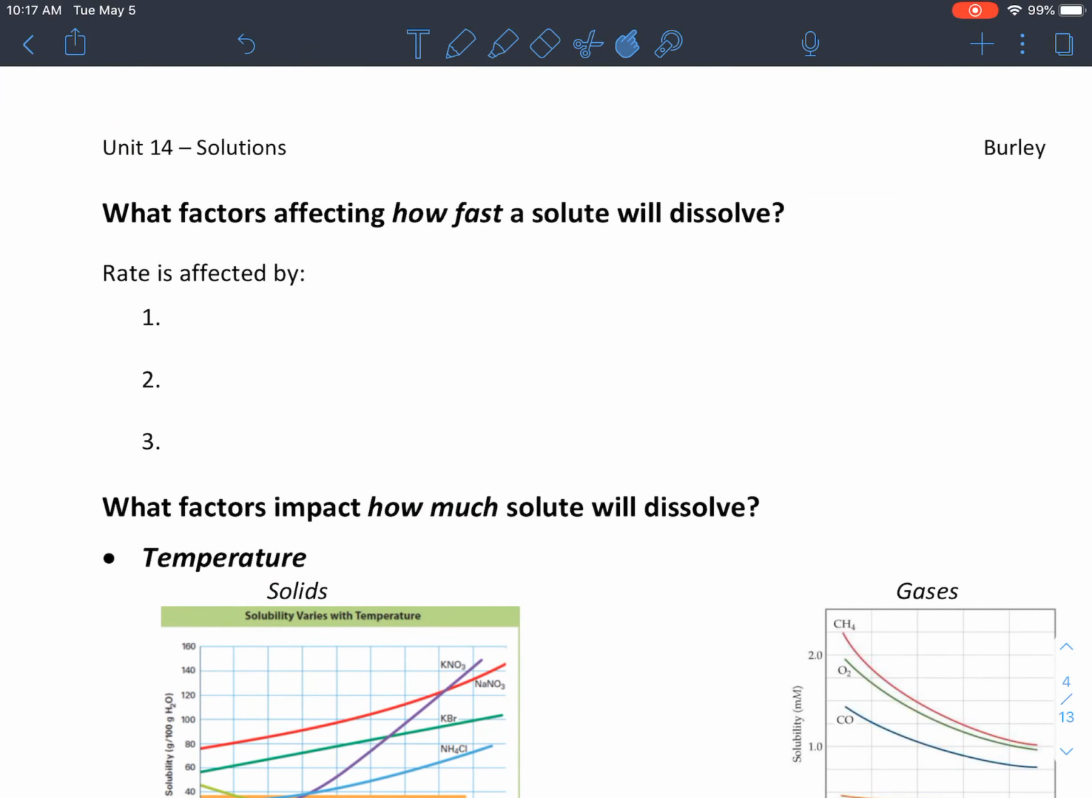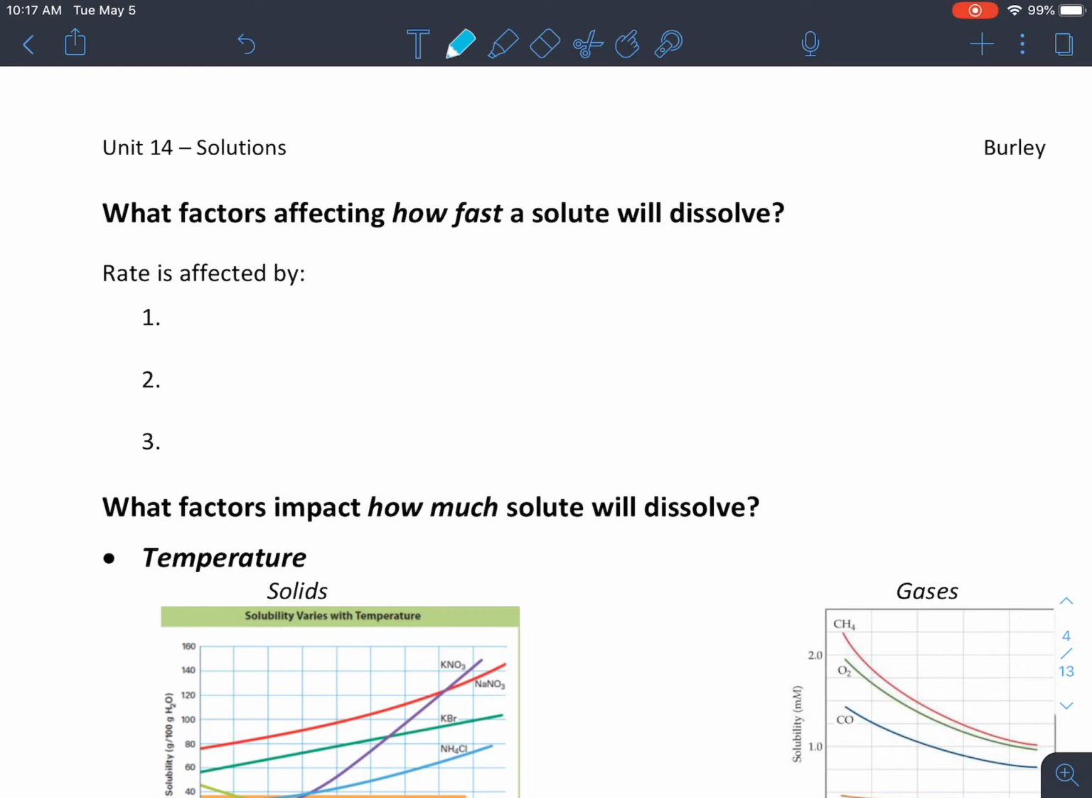So, this page is really easy. It says here, what factors affect how fast the solute will dissolve? I want you to think, if you put sugar in your tea, what factors are going to affect how fast it dissolves? And you should be able to think very quickly what two of them are. And one of them is stirring.